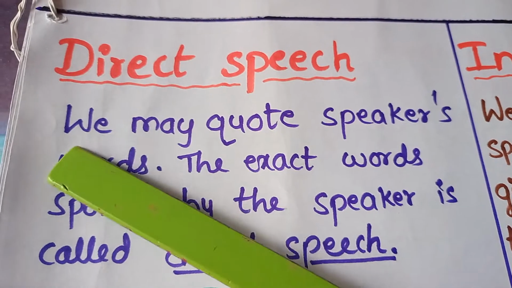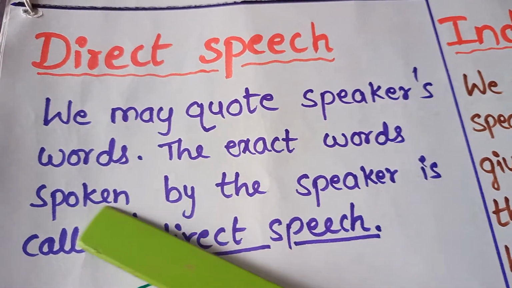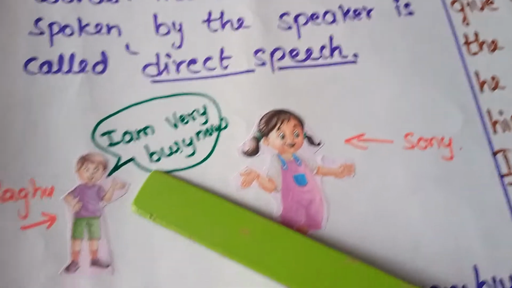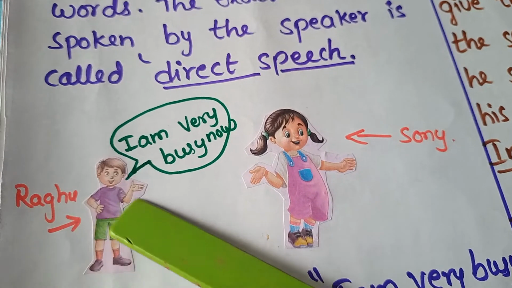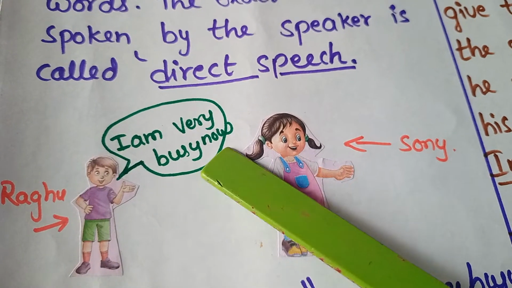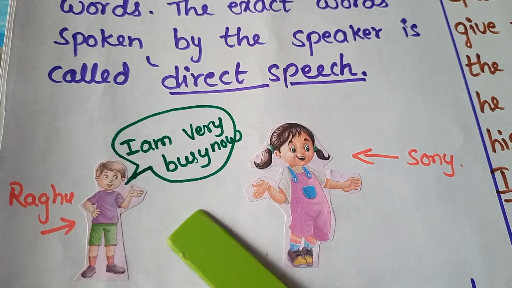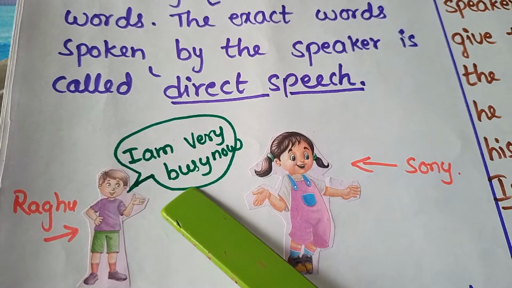Direct speech. We may quote the speaker's words. The exact words spoken by the speaker are called direct speech. See, here are two persons talking. Raghu is saying that he is very busy now, to Sony. The direct words spoken by Raghu are "I am very busy now."